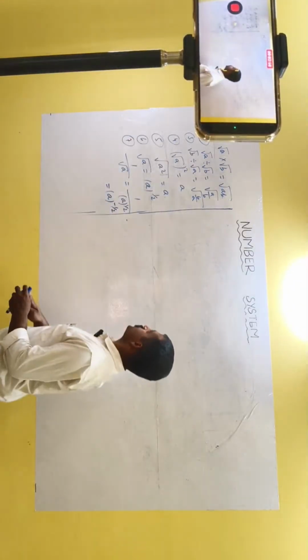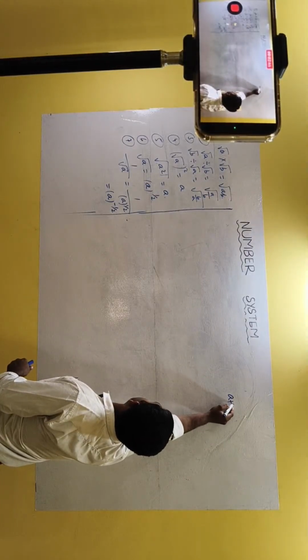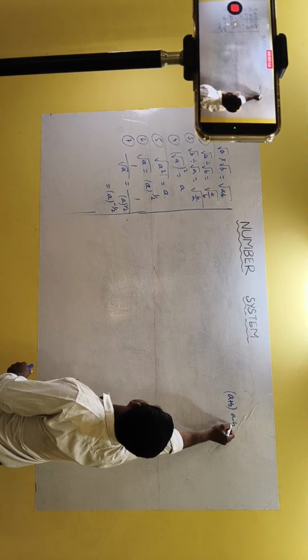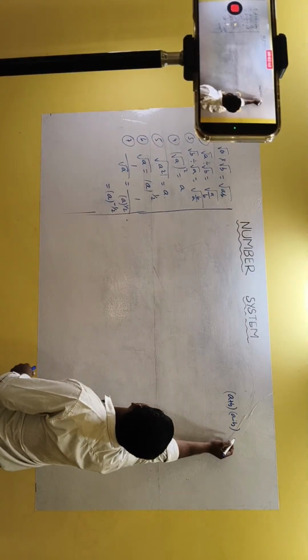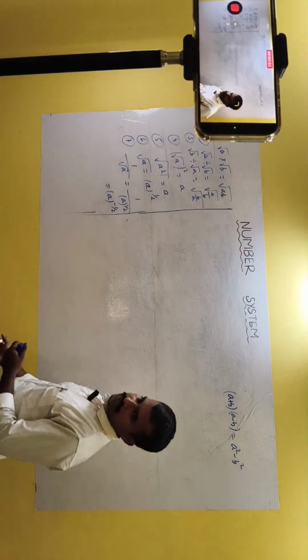That is your a plus b whole into a minus b. That is the formula. Whose formula? A square minus b square formula.